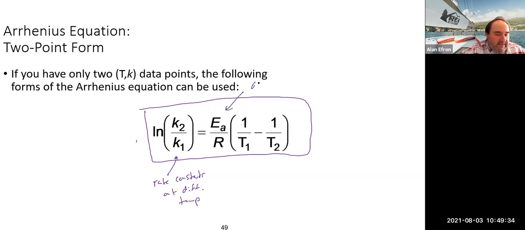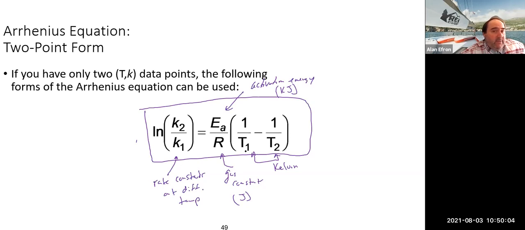Our Ea is our activation energy, and our R is our gas constant. These are temperatures for each of the rate constants, and they do need to be in Kelvin. This is definitely the one I was talking about in terms of energy that you have to be careful of. Ea is typically in kilojoules, and our gas constant is typically in joules. You have to watch that, otherwise you will have the wrong value, off by a factor of 1,000. So this is a very nice one.